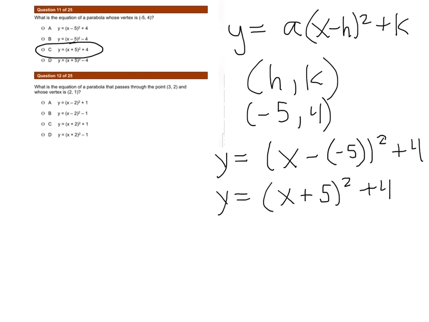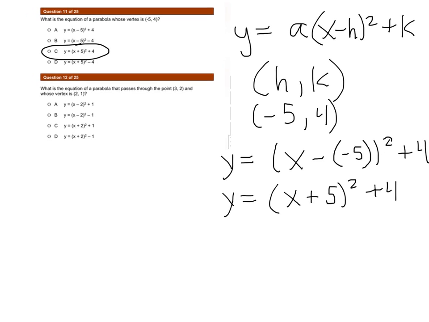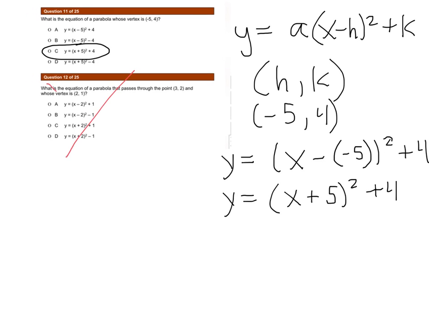Problem 12. Problem number 12 is a problem that we're not going to have to worry about for the test, so we're going to skip that right now. We'll come back to that later on.